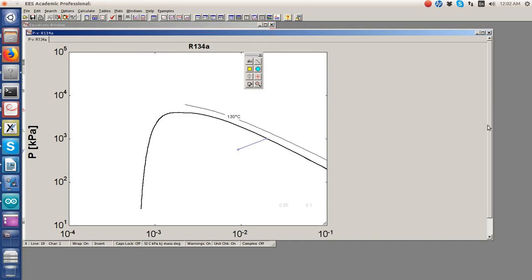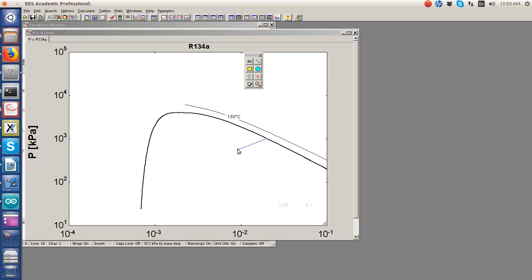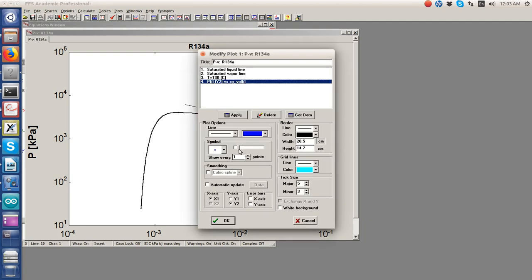This is the way the point is evolving in a straight line, and eventually because it's a linear spring, this point will go straight and intersect the 130 degree isotherm somewhere over here. Let me try to draw a line. So this point is the solution point. Okay, this particular point is the solution point.